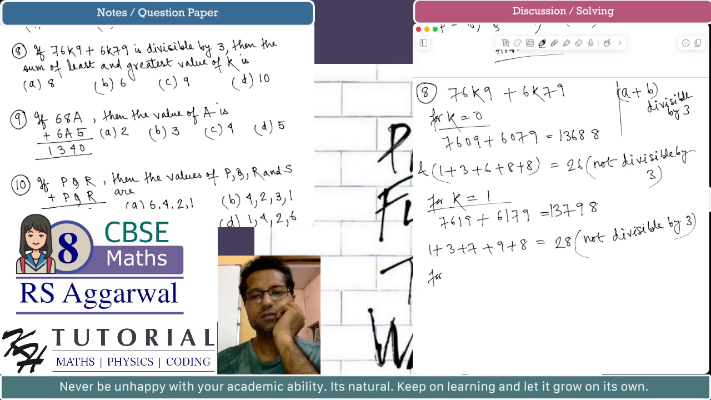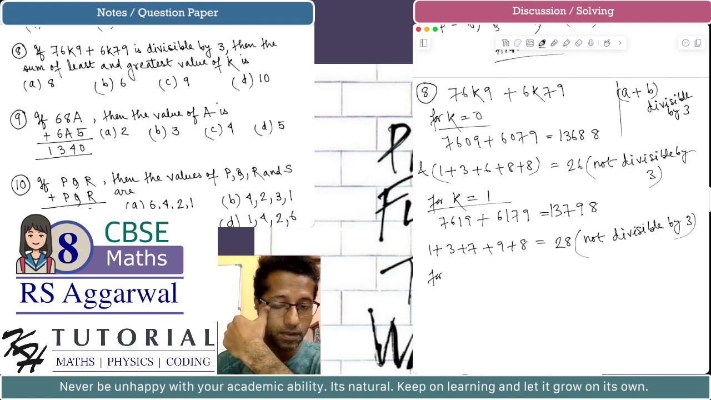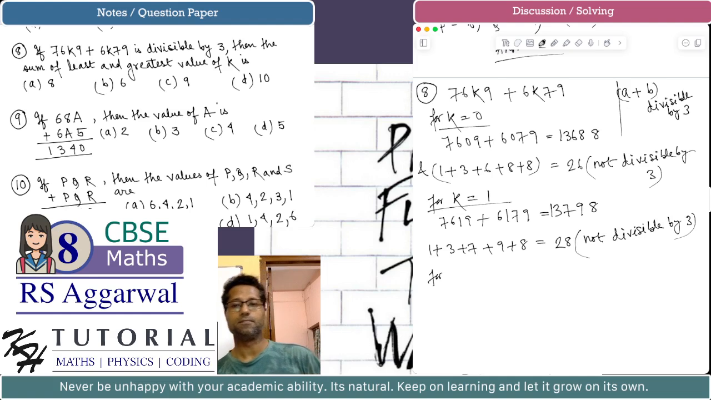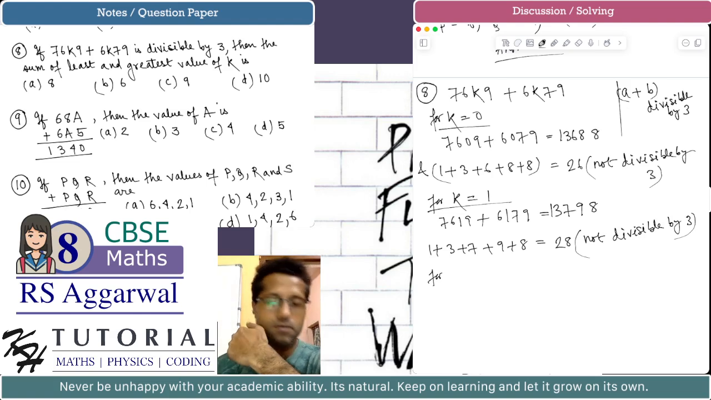No, I do not think this should be the approach, trying out all the possible values of k, finding the sum, and then checking whether the result is divisible by 3 by finding the sum of the digits. This will be a very lengthy process. We cannot check it for k equals 0, 1, 2, 3, 4, 5, 6, 7, 8, 9. It will be a long process. There must be some shorter way of finding all the possible values of k for which this number should be divisible by 3.